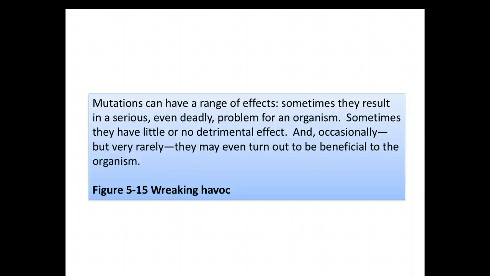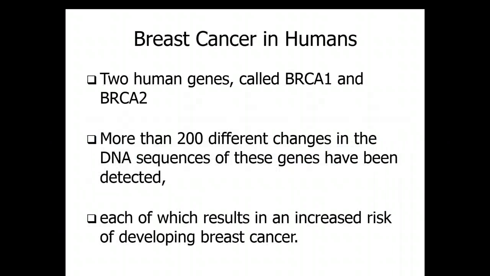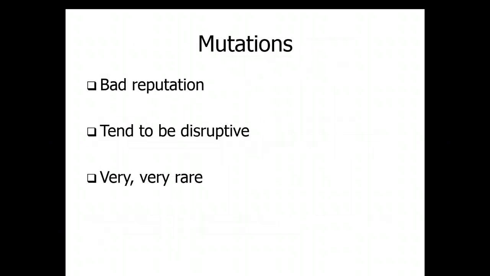Mutations can have a range of effects. Sometimes they result in serious, even deadly problems for the organism. Sometimes they have little or no detrimental effect at all. And occasionally, but very rarely, they may even turn out to be beneficial to the organism. So, breast cancer in humans: there are two human genes called BRCA1 and BRCA2. More than 200 different changes in the DNA sequence of these genes have been detected, each of which results in an increased risk of developing breast cancer. So mutations have a bad reputation, tend to be disruptive, and are very, very rare.